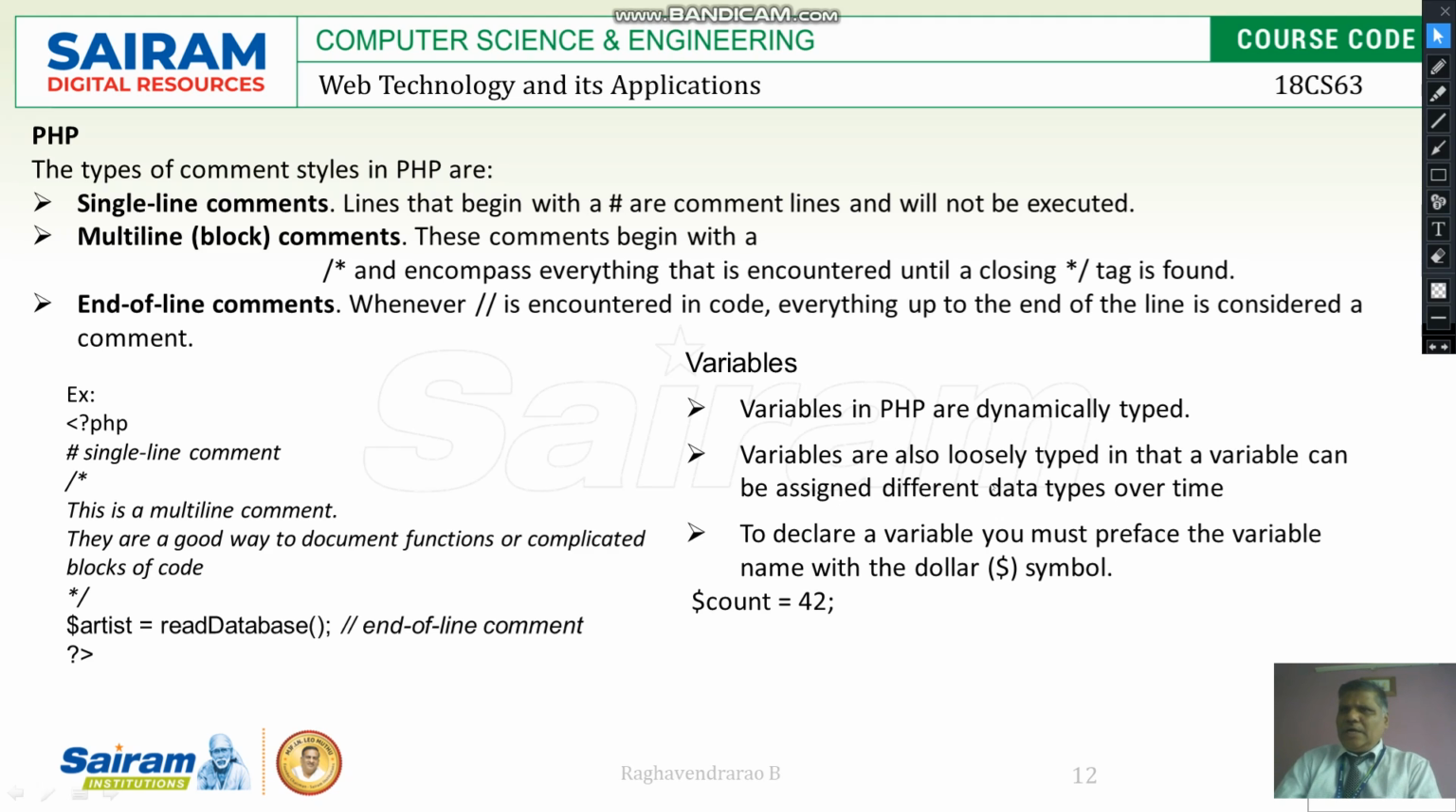Variables are loosely typed, meaning a variable can be assigned different data types. This is there in Java, right? Here you use var, and here you use the dollar sign. Whenever you assign a number with the dollar sign, it becomes an integer. Assign a float, it becomes a float. Define an object, it becomes an object. To declare a variable you must prefix the dollar symbol. For example, dollar count equals 42, so 42 is stored in count.